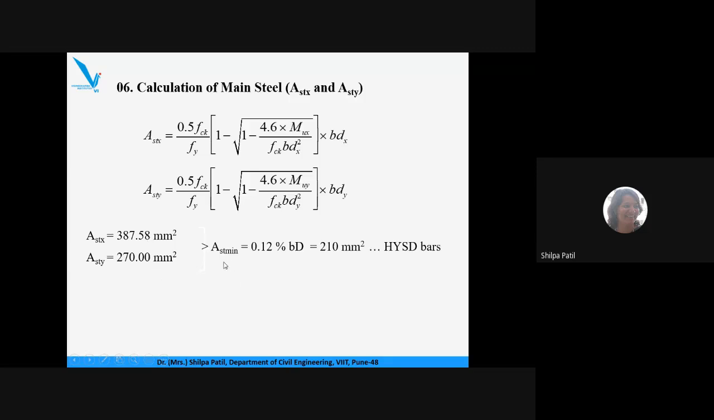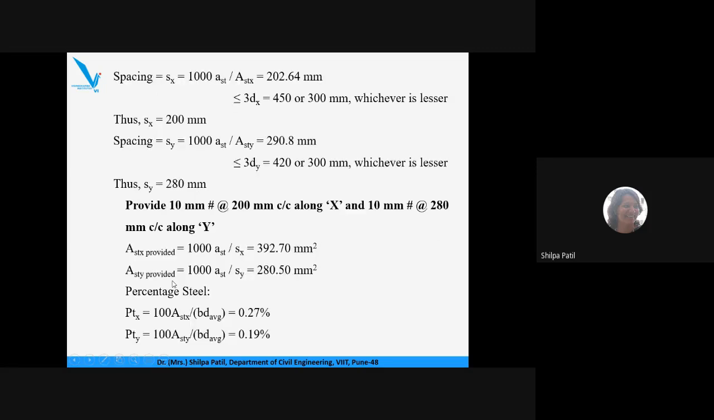Comparing both these values with the minimum required Ast, which is 0.12% of BD, which is coming as 210 mm square, both values are greater than this. So whatever the values are coming, for that we have to calculate now the spacing. So the next step is to calculate the spacing. Putting the values in the spacing, we have already considered 10 mm bar diameter. So Ast of a single bar is to be calculated here, considering 10 mm diameter bar. And then putting the value, we are getting spacing along x-axis as 202.64.